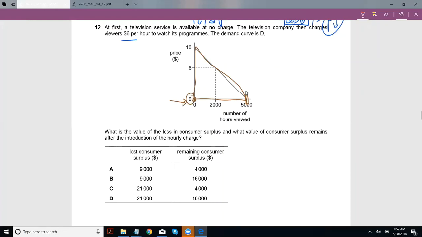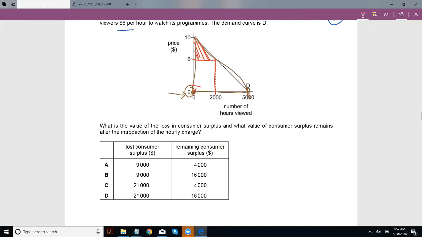Then they apply a price of 6, and that leaves you with this much consumer surplus, because again, consumer surplus is above the price level but below the demand curve. So the remaining consumer surplus is half into 2000 into 4, that's 4000. Simple area of a triangle. So 4000 will be the remaining consumer surplus, and now you just have to figure out this area, the consumer surplus that was lost.